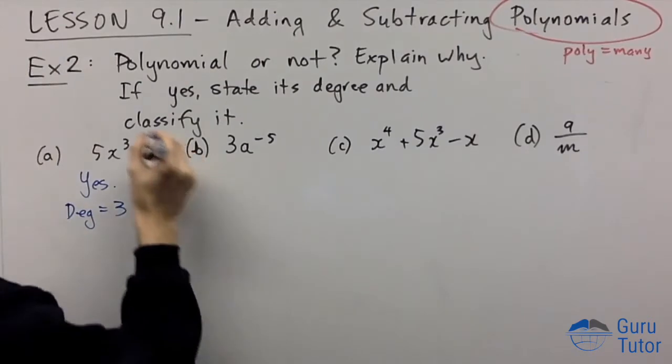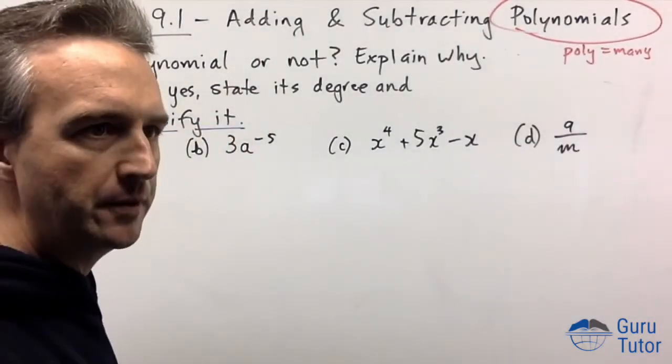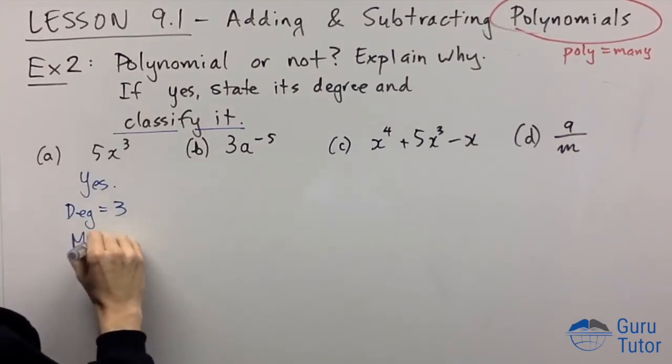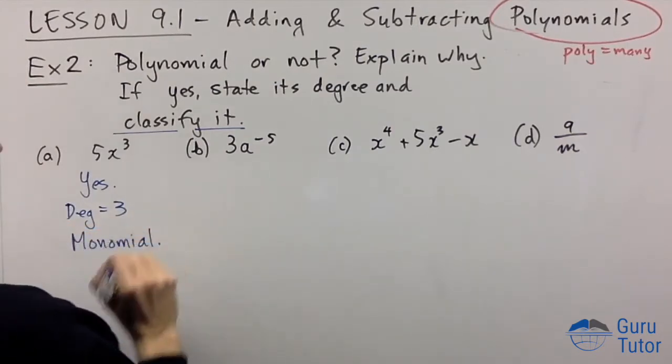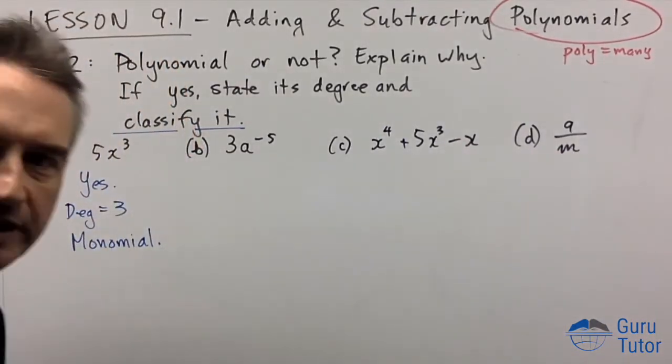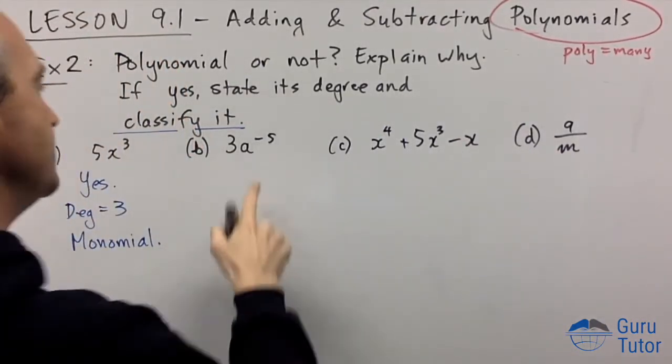State its degree and classify it. Classify it. Is it a monomial, binomial, or a trinomial? We only have one term, so this is a monomial. Okay, pause me. Go ahead and try and answer these first before I do, and then check it as I go through it.